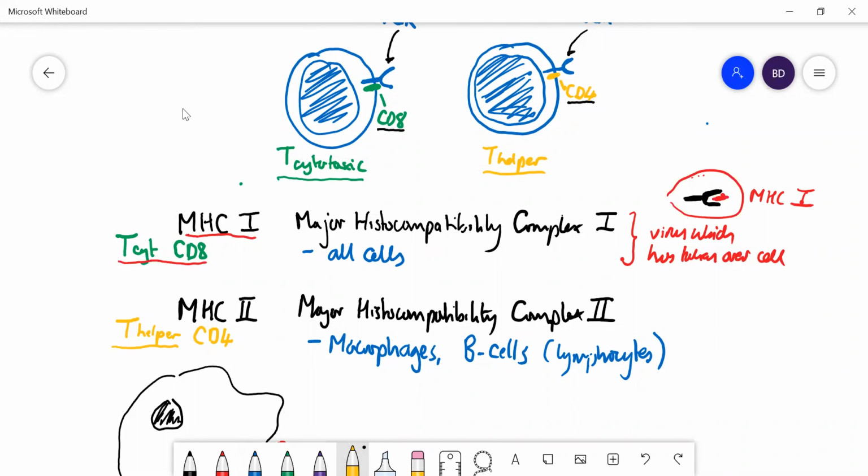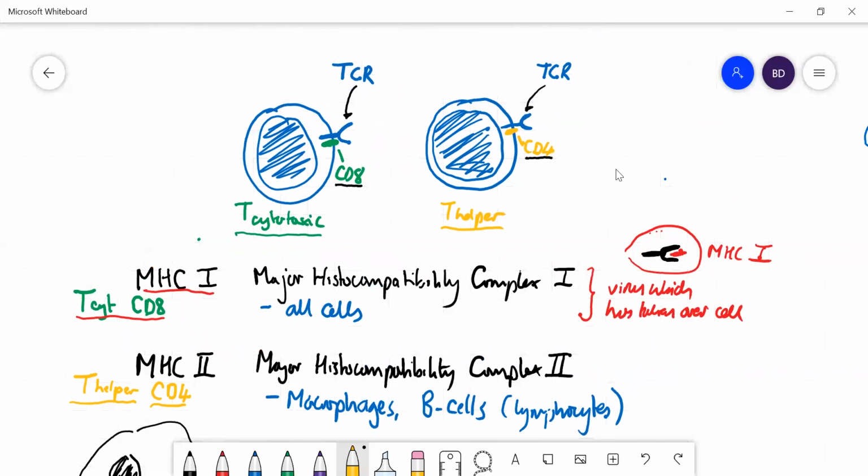Now, T helper cells are similar to the cytotoxic T cells. The difference is they have the CD4 molecule instead of CD8, and this T cell receptor with the CD4 doesn't recognize MHC1. It recognizes a slightly different molecule called MHC2, major histocompatibility 2.